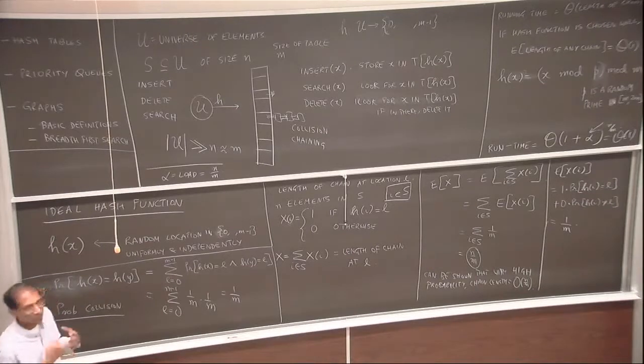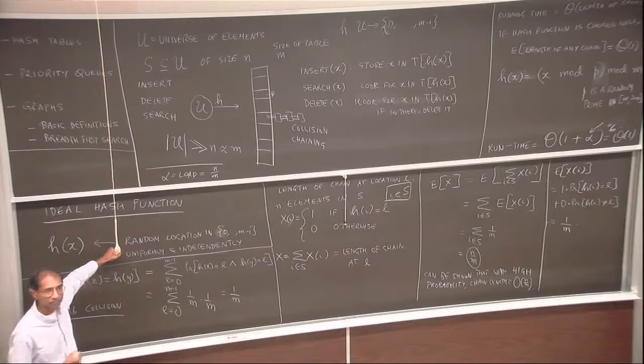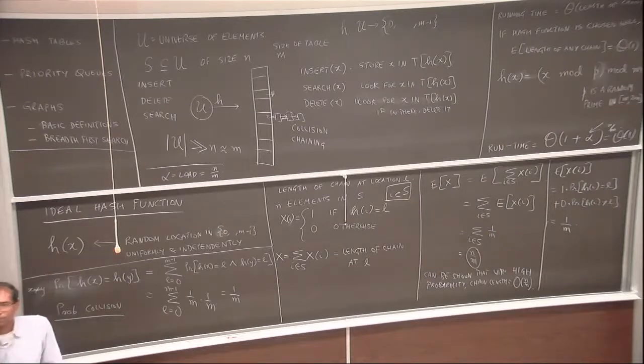So the whole study of hash tables, hashing, and so on is focused on trying to construct hash functions that look more and more like this. They won't, of course, ever achieve the complete randomness that this achieves, but they will have more and more properties like this.